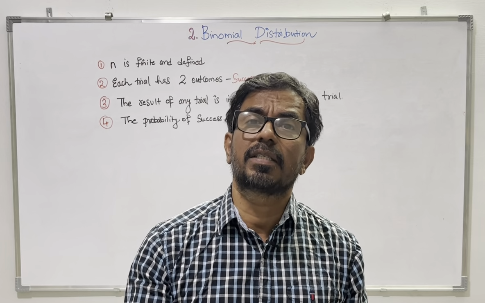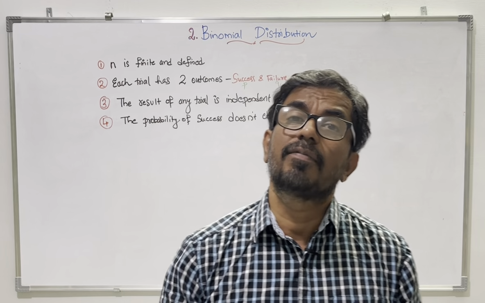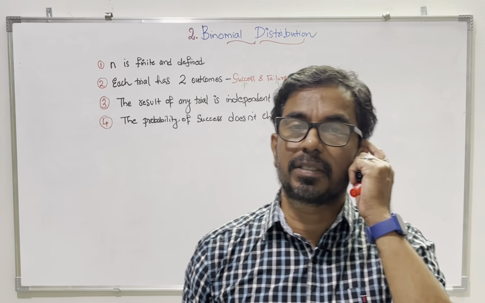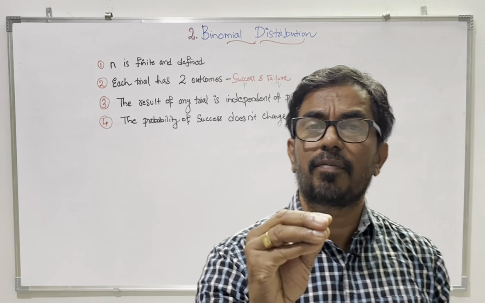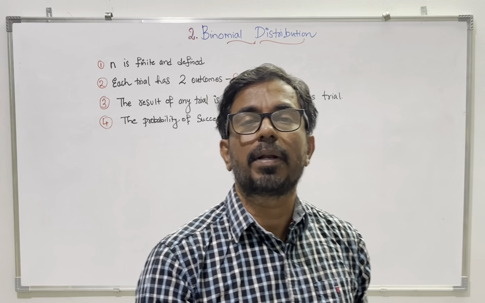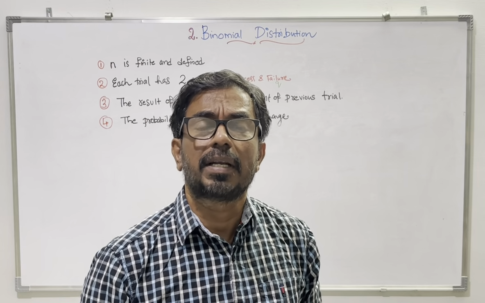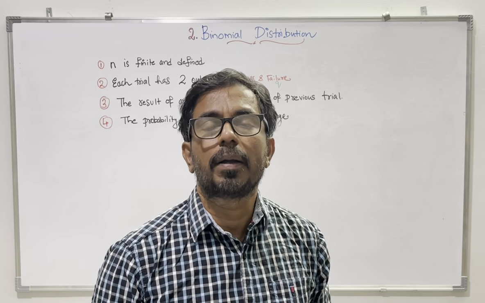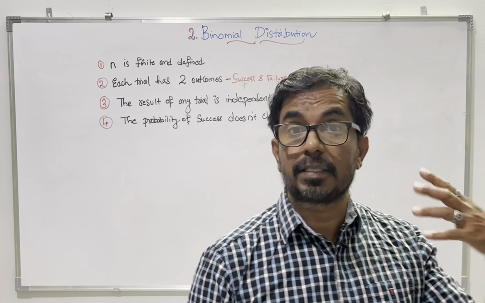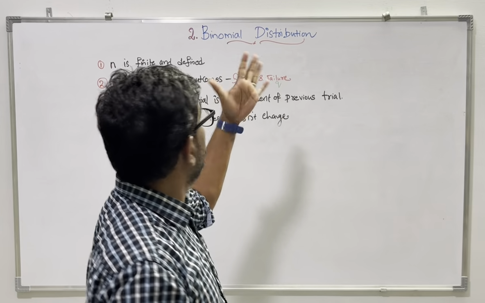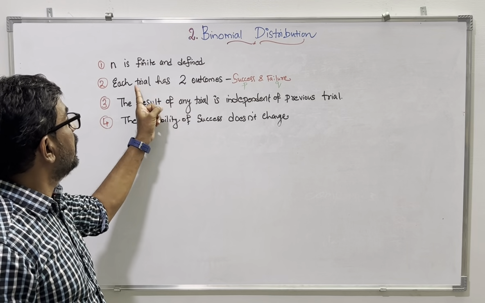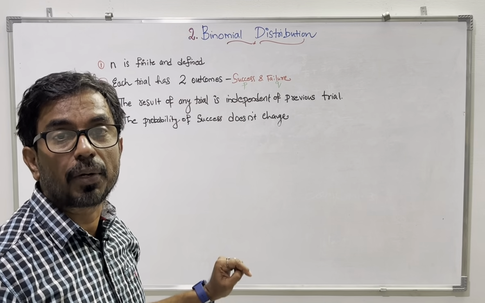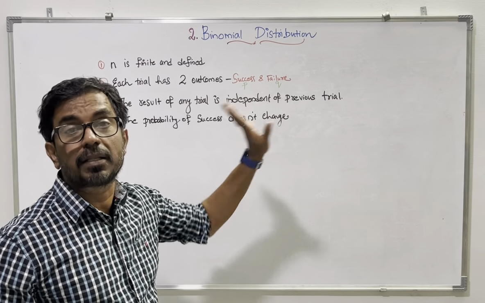So when it changes, in fact, they are not independent events. The events should be independent. In another way, the short way we can say, if the events are independent, one doesn't affect the next one, then that is another condition that is met for binomial distribution. So these are: n should be finite and defined. Each trial has 2 outcomes only, that is, one is success and the other is failure.